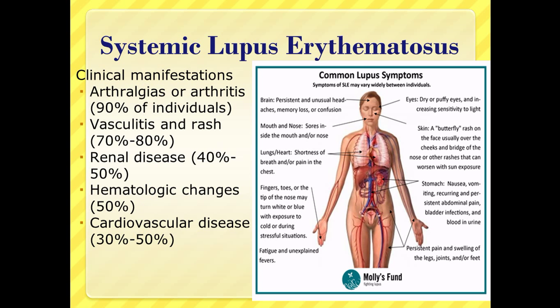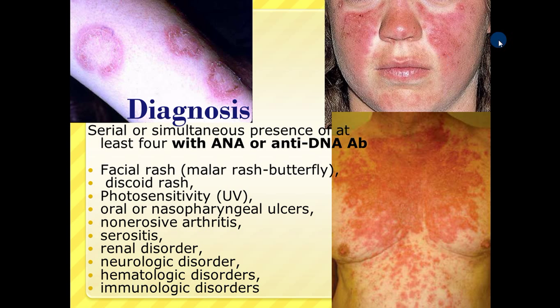And about 50% of these people will get something called a butterfly rash that looks kind of like this. So butterfly rash in the cheeks. But you can see all these physical symptoms of the skin that are happening.